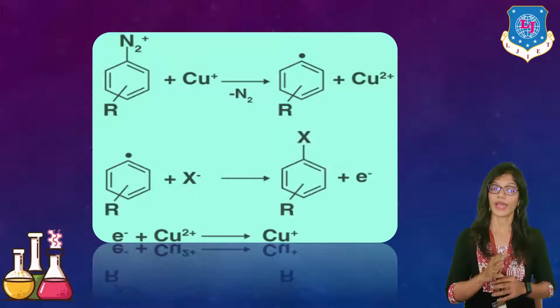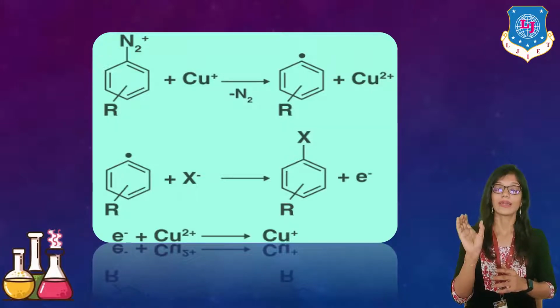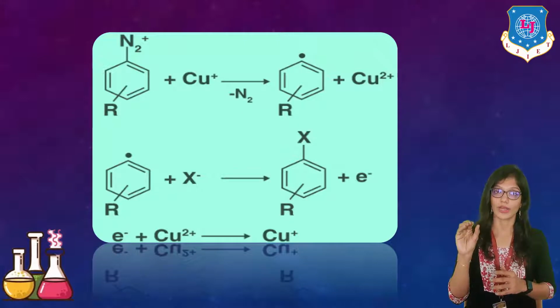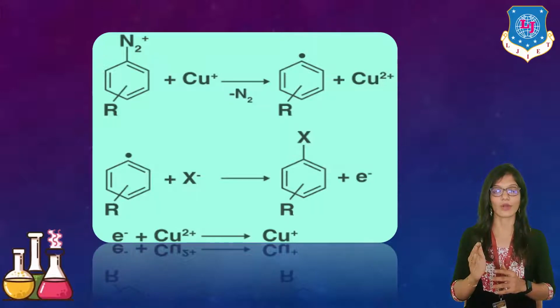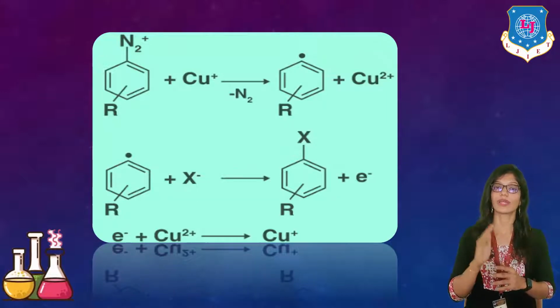Now it will react with Cu+. Okay. So when it reacts with Cu+, at that time the N2 group will be removed. So that diazonium group will be removed. When it is removed, at that time it will make a free radical at that particular point. So a free radical containing aromatic ring, plus an alkyl group on it. As you can see in the image, it has R on it plus Cu2+. Right? So Cu+ will get converted itself into Cu2+.